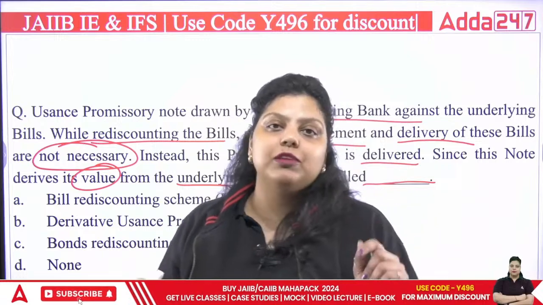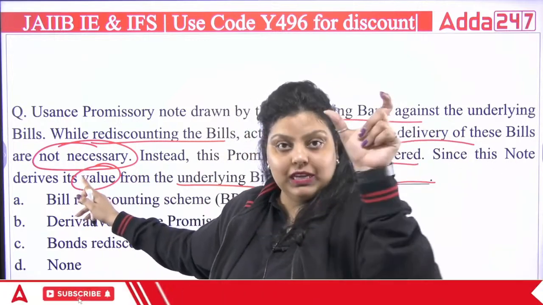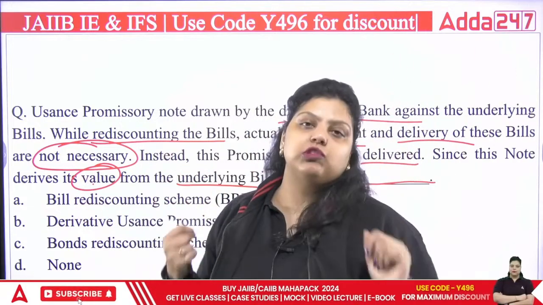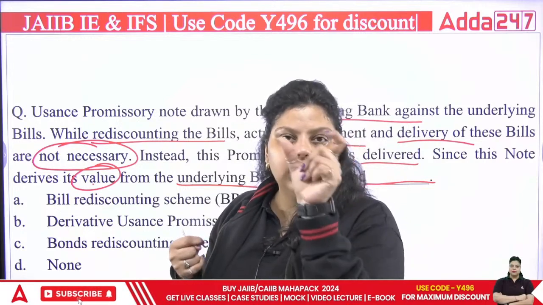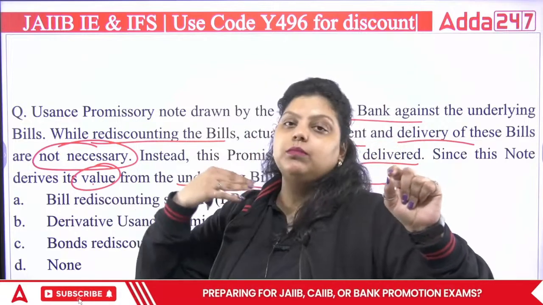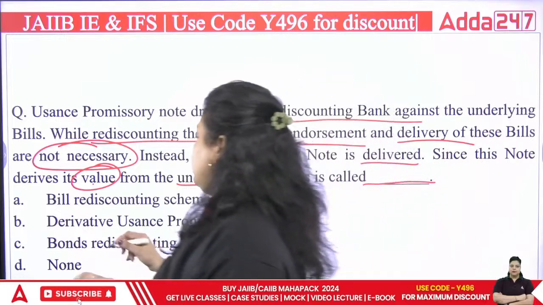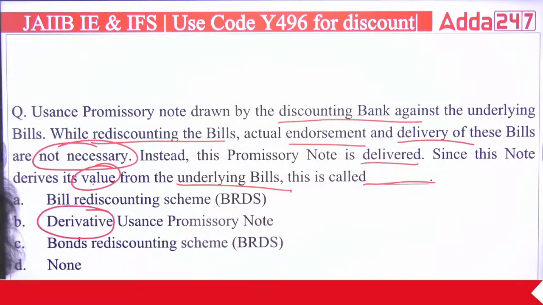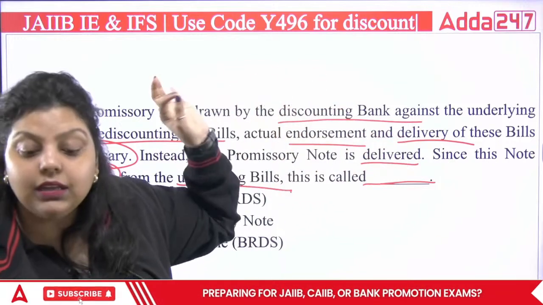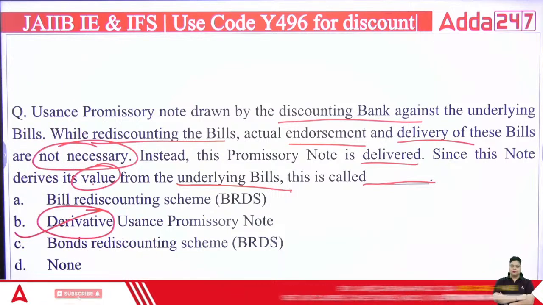So that's why the Punjab National Bank draws the value of the particular note that will be given to SBI from the trade bill I have given to Punjab National Bank. So the note PNB issues to SBI has its value derived from the trade bill I gave to Punjab National Bank. That's why the note will have "derivative" in its name, because its value will be derived from the other bill. So the right answer will be derivative usance promissory note.